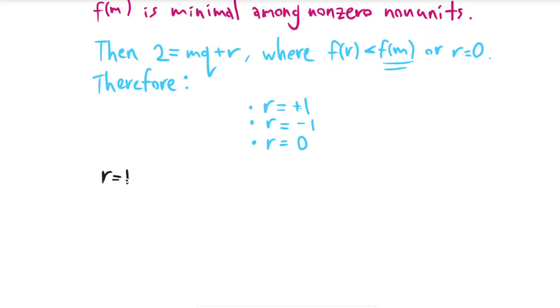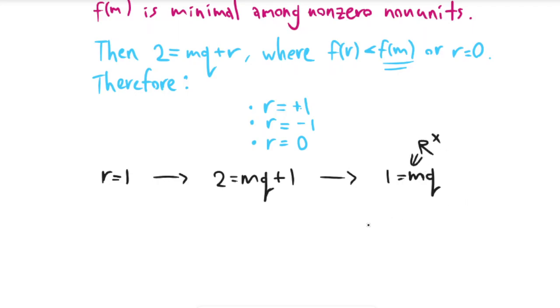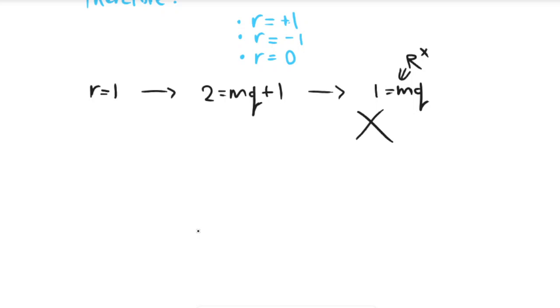So the first case is that r is 1. This is actually easy to see why this gives us a contradiction, because then 2 is equal to mq plus 1. And what that means is that 1 is equal to mq, and so m is a unit, right? Because you can multiply m by something in the ring and get 1. And we know that this can't happen because we assumed that m is a non-zero, non-unit. So we know that this can't happen. Great, so the other two cases are a little bit more complicated.